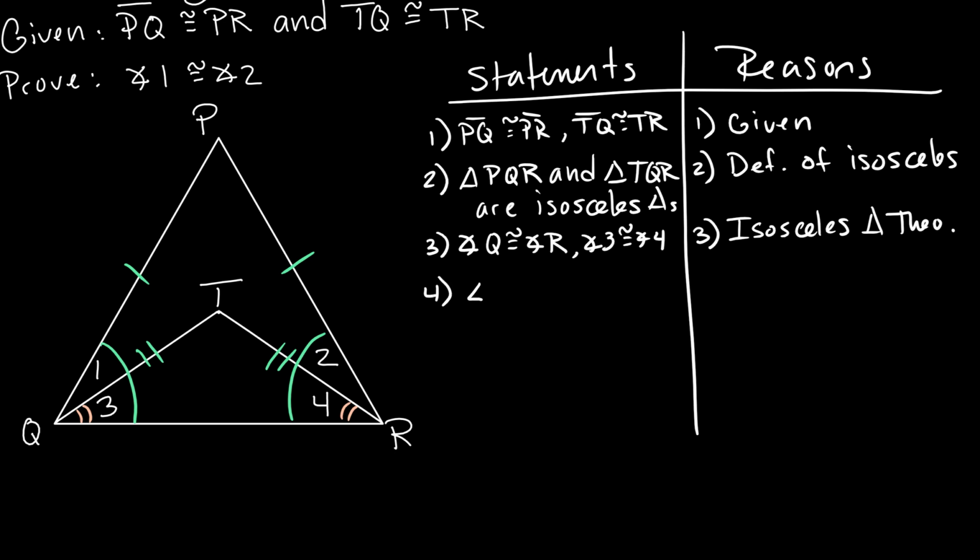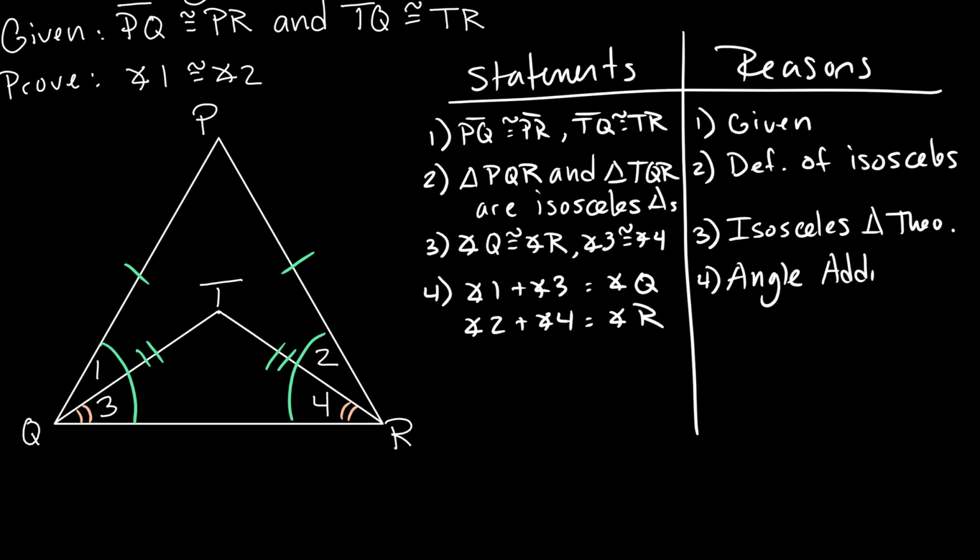So that's our next step. We're going to say angle 1 plus angle 3 is equal to angle Q. And also angle 2 plus angle 4 is equal to angle R. And how do we know that's true? Which postulate? Yes, angle addition postulate.